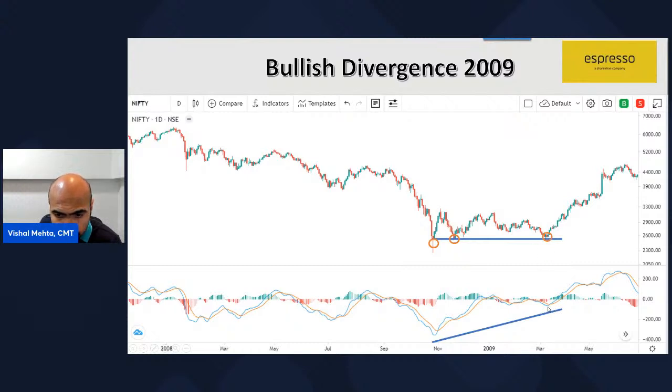Now, what you can do as a trader: where did this swing start from? This swing started from this particular top, and this particular swing started from almost this top. So as a trader, I will connect this dot and this dot and draw a trend line connecting the tops. And once there is a breakout from this, that's where we will enter the market.